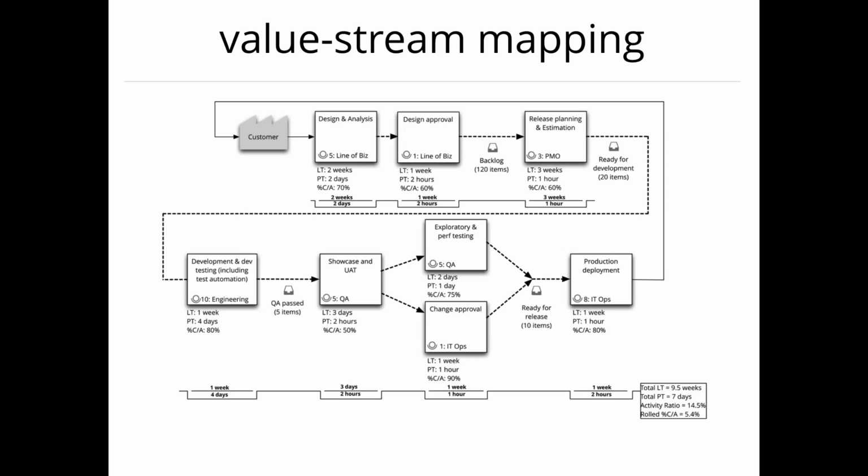So process time, this PT number, is the amount of the time that's spent actually doing work rather than waiting for things. If you had everyone together in a room that you needed to do a task, how long would it take to do it rather than how long it actually takes? And then percent complete and accurate, which is a measure of rework. So percent complete and accurate, percent CNA, tells us if we get something from an upstream process, what percentage of the time do we have to send it back because it's not right?